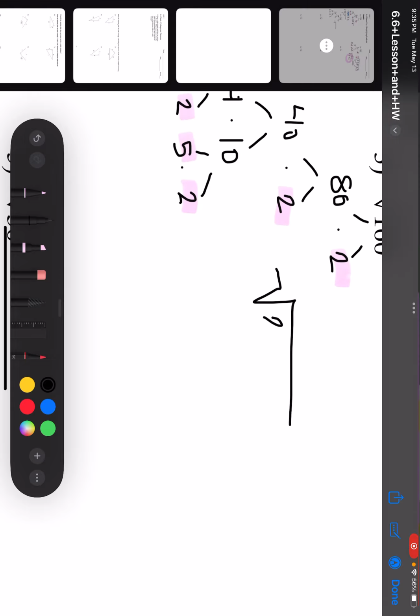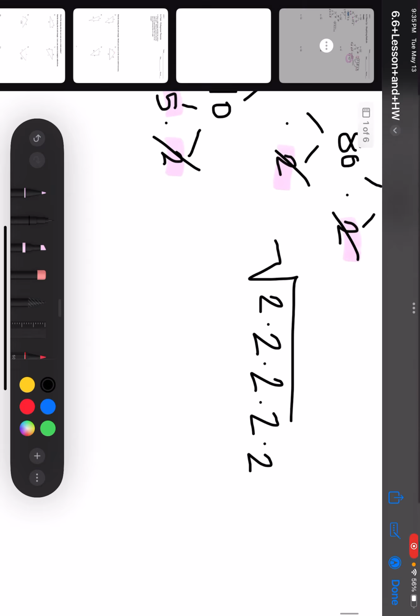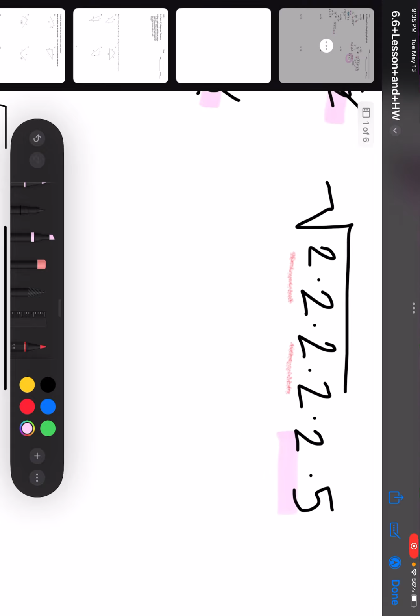We have our 2. This 2 is going bye-bye. We have our other 2. This 2 is going bye-bye. We have this 2. This 2 is going bye-bye. We have this 2. How many 2s is that? This 2 is going bye-bye. We have this 2 going bye-bye. And then we have our 5. Now look at how many pairs there are. We have one pair. And then guys, right here, we have 2 lonely ones without a pair, right?